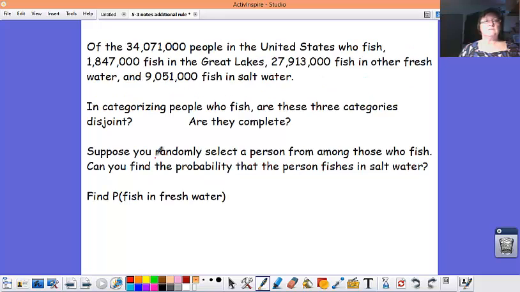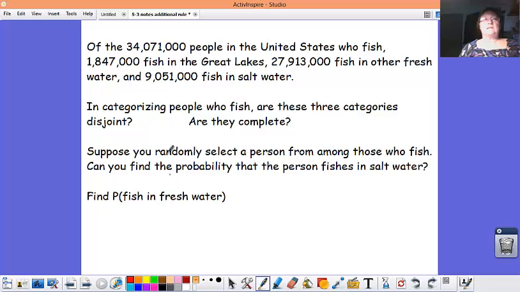We have one more problem, one more example to look at, and the numbers are big here, but we're not going to let that bother us. Of the 34,071,000 people in the U.S. who fish, 1,847,000 fish in the Great Lakes, 27,913,000 fish in other freshwater, and 9,051,000 fish in saltwater. Folks, if you add these values, you'll see that this adds up to more than 34,071,000 people. So we have some overlap there.